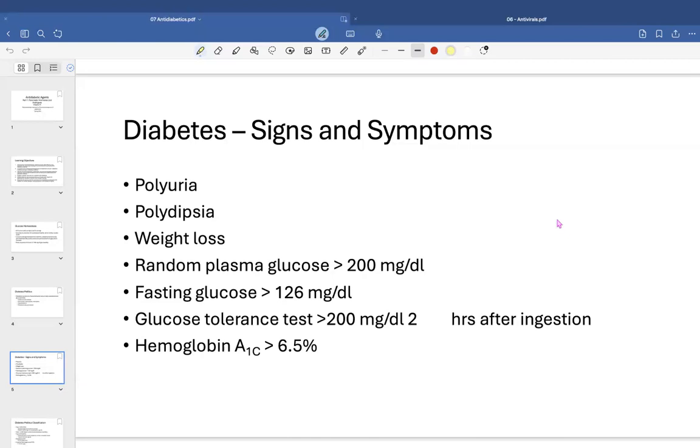Because of its role in metabolism, especially type 1 diabetics will exhibit weight loss. Random plasma glucose levels will be typically more than 200, and at fasting, more than 126. Postprandial glucose tolerance is going to be impaired as well, with levels more than 200 2 hours after a standardized glucose load is ingested. And hemoglobin A1C, as you know, is a marker of long-term blood sugar control, is greater than 6.5.